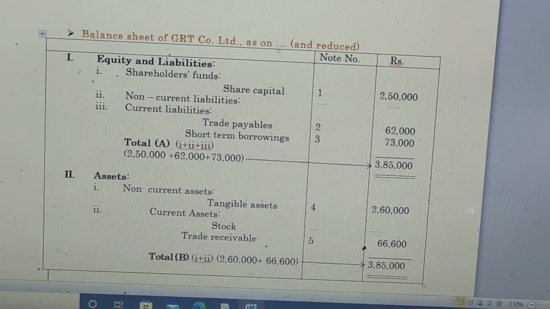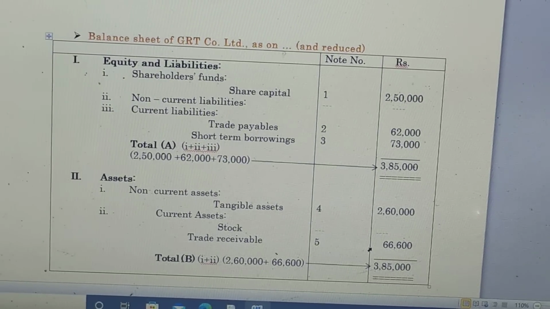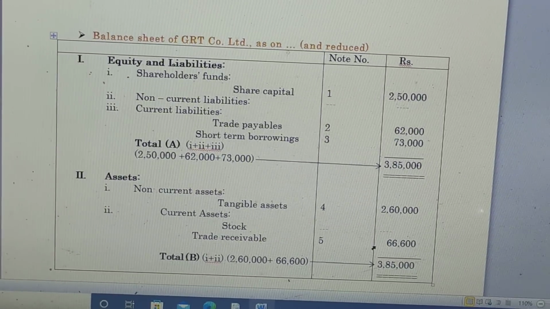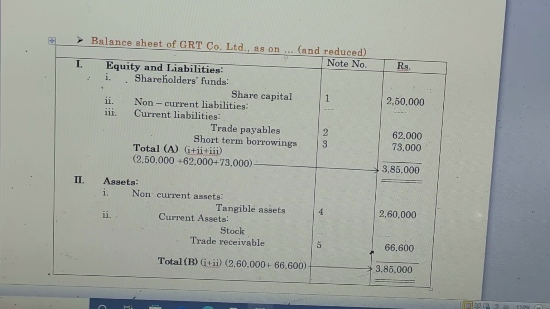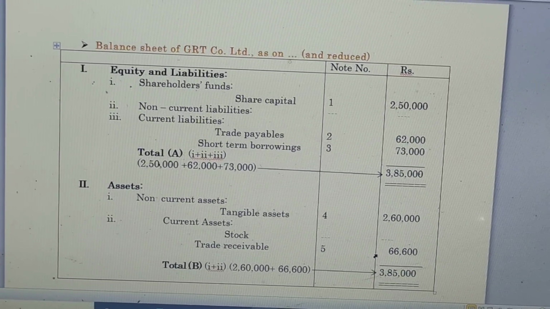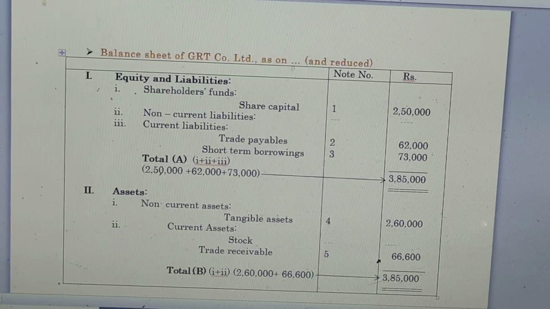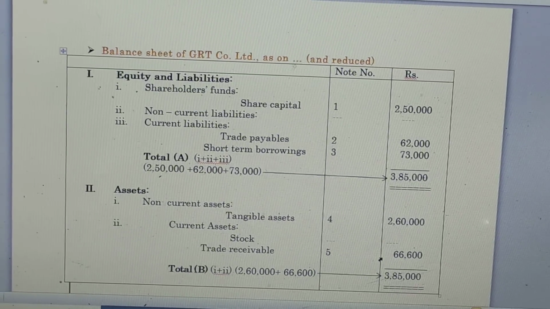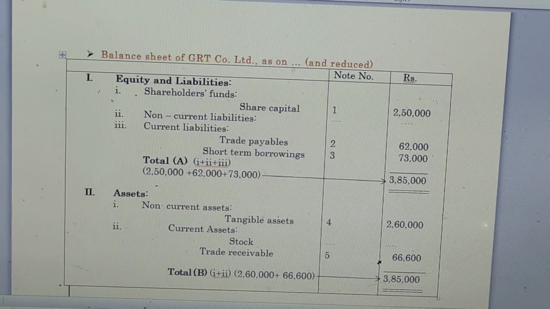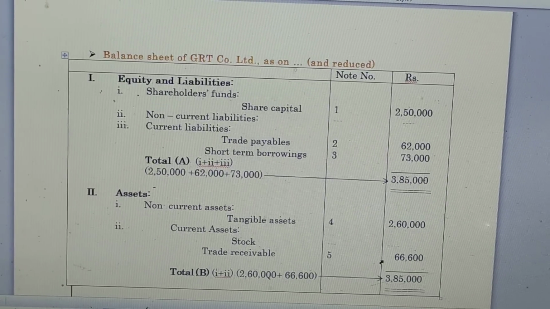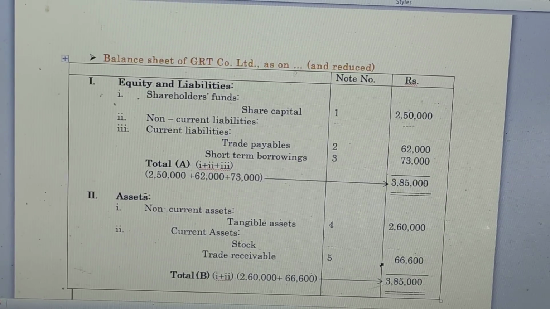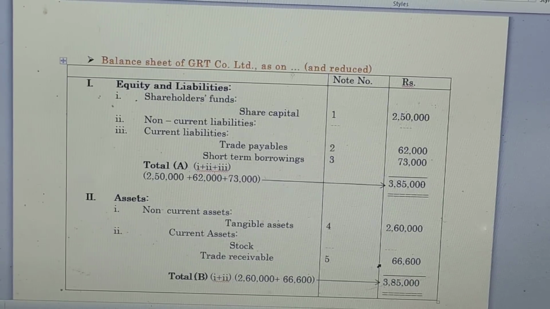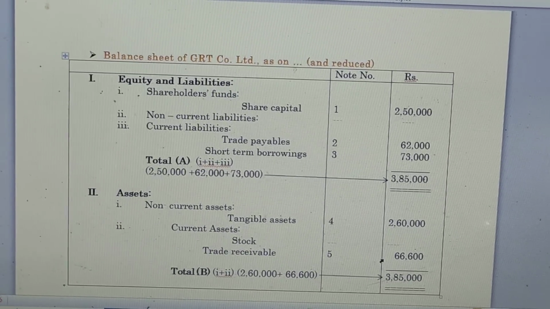And the second Roman numeral is assets. Under the assets we have to mention non-current assets. Under the non-current assets we have to mention tangible assets. That is note number 4's heading, and 4 will be mentioned in the note number column, and note number 4's total is 2,60,000. And we have to mention current assets.